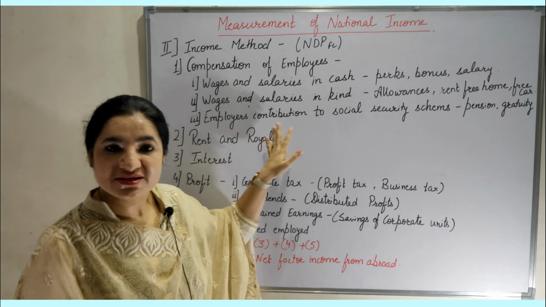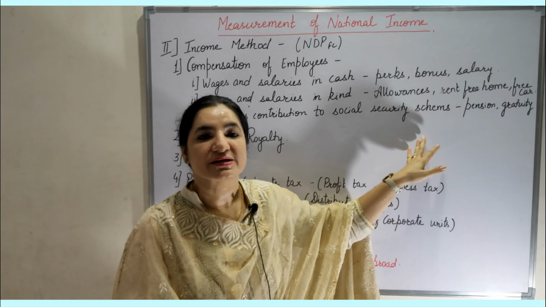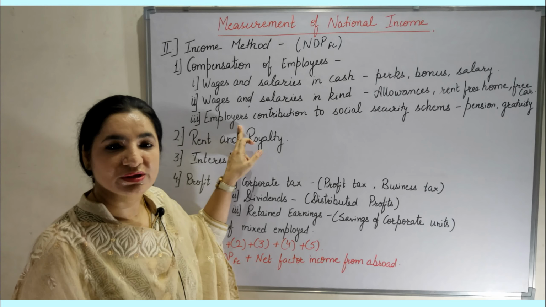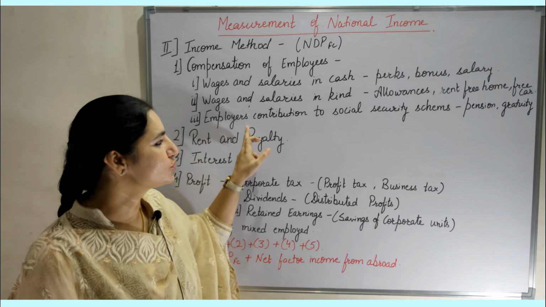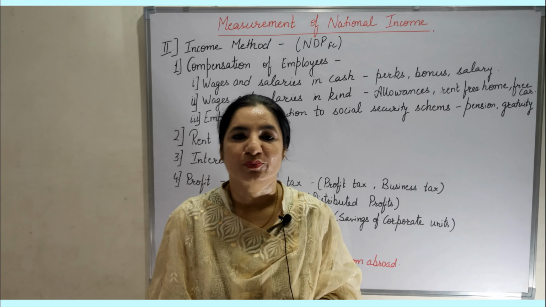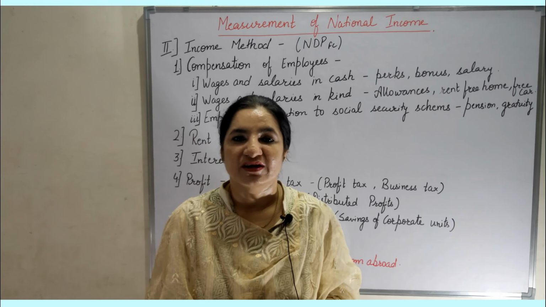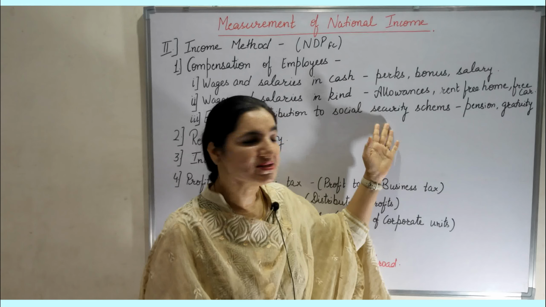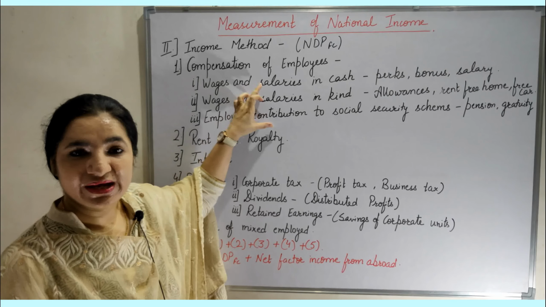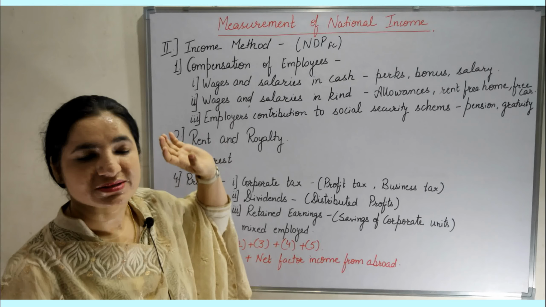Third head is employer's contribution to social security scheme. Here it is to be noticed that it is not the employee's contribution but the employer's contribution to social security schemes, meaning the employers contribute as per laws for the pension, for the gratuity, for the EPF of the employees. So all such schemes are to be included over here. When we add all these three items, we arrive at compensation of employees.